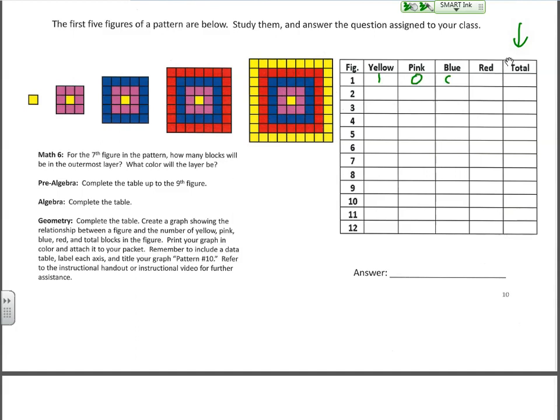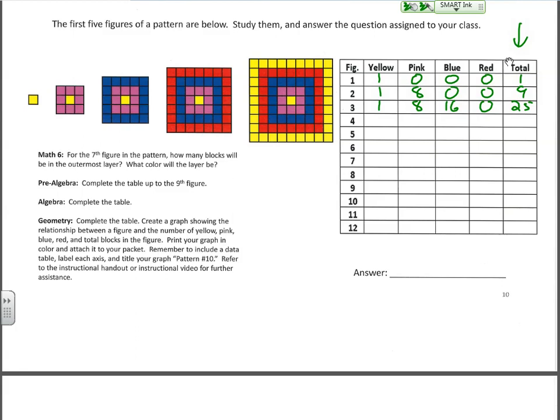Got 1 yellow, no pink, no blue, no red, 1 yellow, still 1 yellow in figure 2. We've added 8 pink, no blue, no red, there are 9 total. In figure 3, we know there are 25 total. We know there's 1 yellow. We know there's 8 pink. We haven't added any red yet. So this is almost like an equation to calculate how many blue there are, right? 1 plus 8 plus something plus 0 has to equal 25. And that's where we can fill in the missing value for blue blocks, which is 16. And you can continue that thought process through the rest of the table.